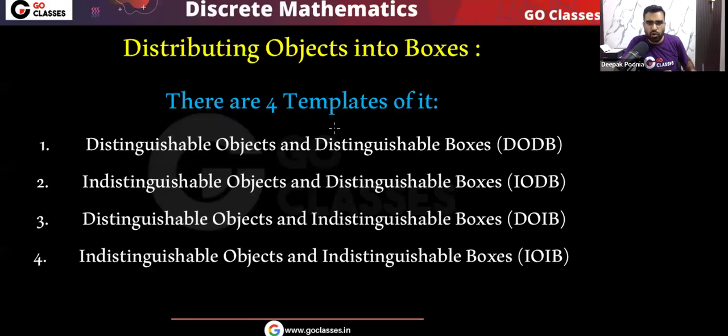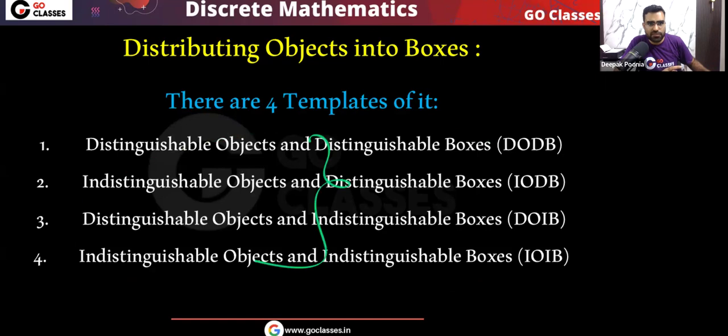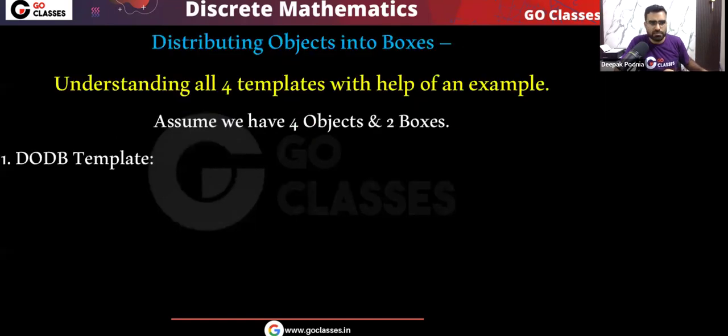First, we will understand all these four templates with the help of one example. One easy example I will take, and then we will see the difference between all these templates. So this is the example: we have four objects and two boxes. Now let's see what is the meaning of the DODB template.